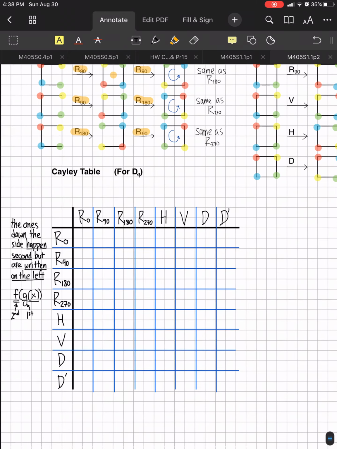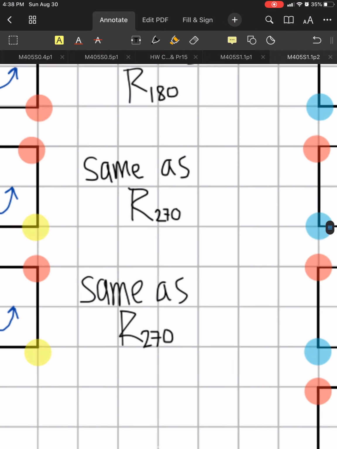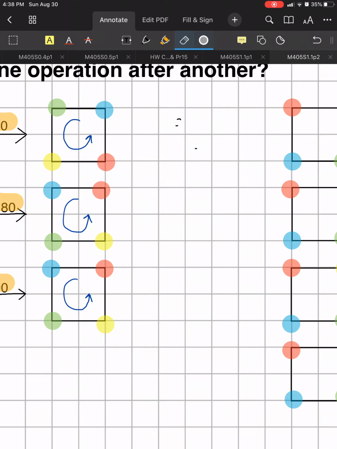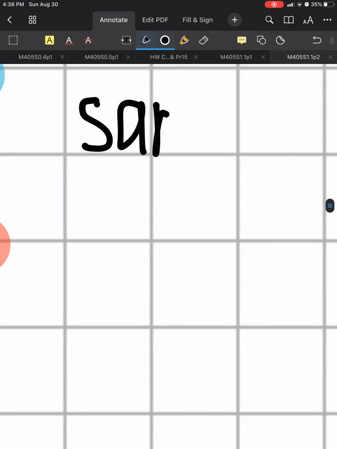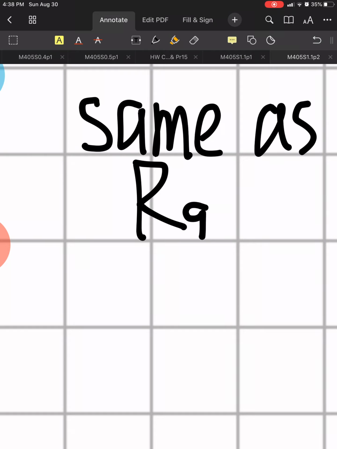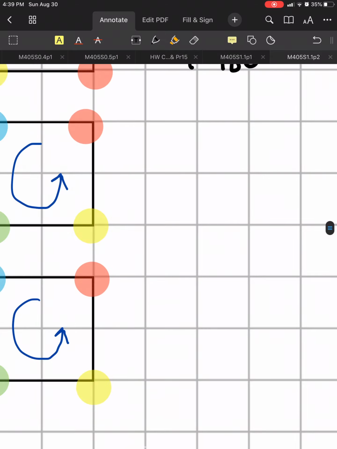Okay, so here, the first part is this upper left-hand corner. You remember here what we saw, and let me rewrite these things here with a thicker line so it'll be easier to read. Let's go ahead and do that real quick. Same as R90. Oops. 180. And then the two below were same as R270.